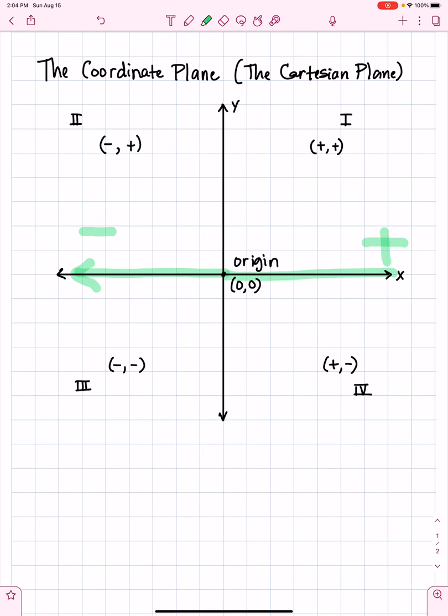When I start talking about the y-axis, the y values above the x-axis are always positive. The y values below the x-axis are always negative. And in another video, we are going to talk about ordered pairs and how we write them and how we locate them.